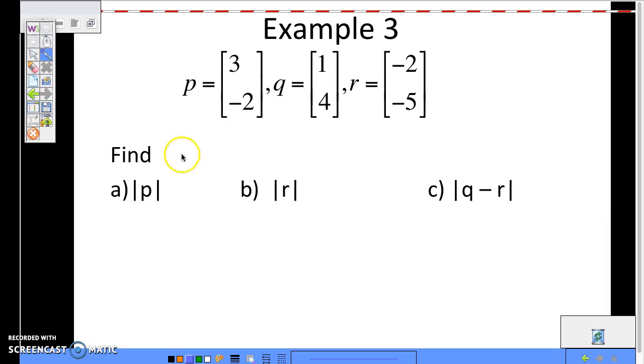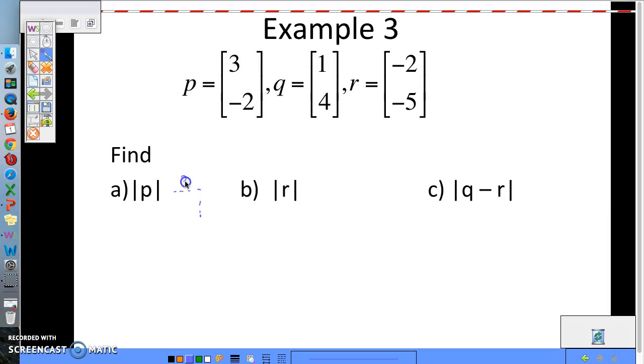Now we're asked to find the magnitude. Well, this one, what does P do? It goes over 3 and down 2. So our magnitude, 3 squared plus negative 2 squared, is our hypotenuse. So 9 plus 4 is 13. So it's the square root of 13.